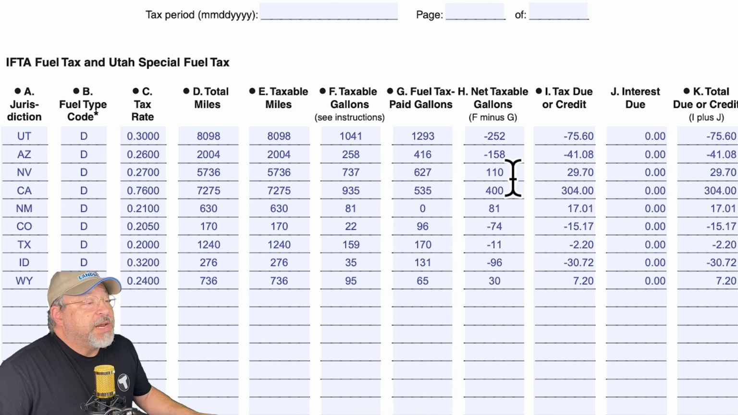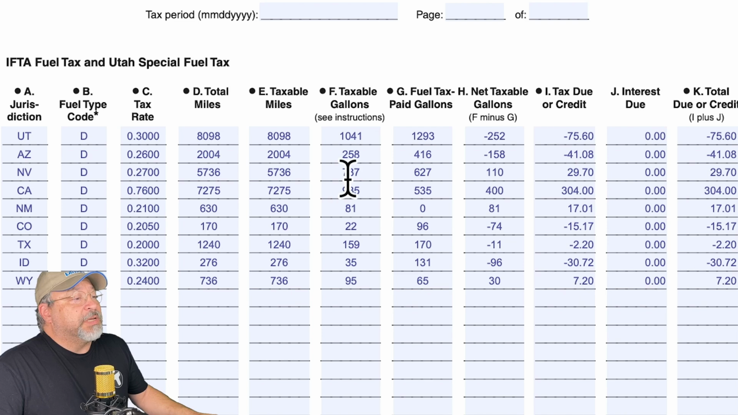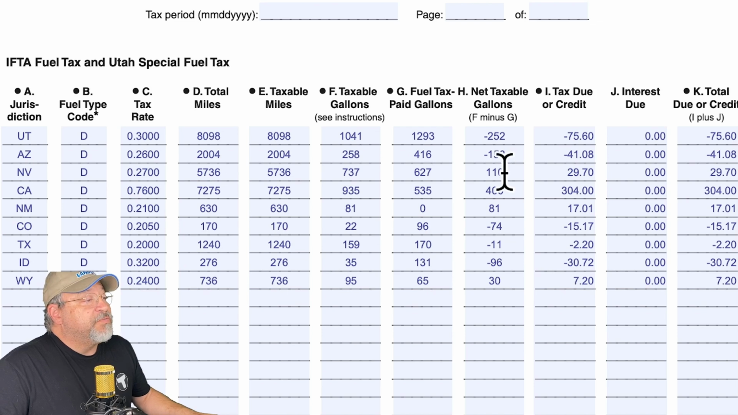So that's a credit to me because I spent 30 cents times 252 when I really didn't need to, because I only burned 1,041 gallons. So when you take that 252 times 30 cents, you get $75.60 as a credit, and that gets taken over here. So far I'm getting a refund of $75.60.